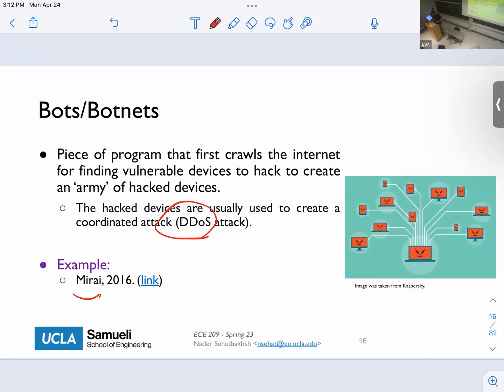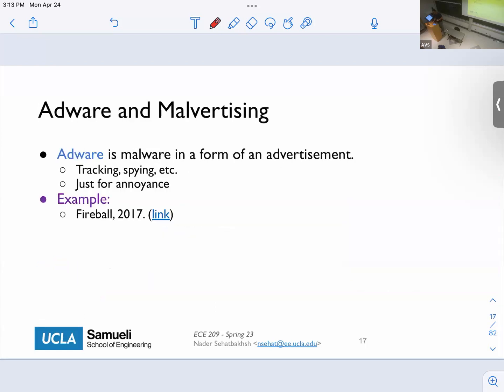All right, so that's the idea of botnets. Botnets could be used not only for DDoS attacks, but for many other things as well. For example, sending messages or phishing emails, creating fake news. All these things could be done with an army of controlled bots. Okay, so that's another reason that you may want to create a malware. Then we have adware and malvertising. These are two relevant concepts.